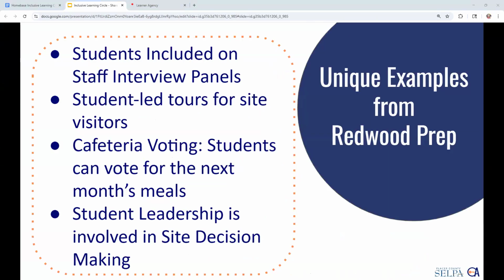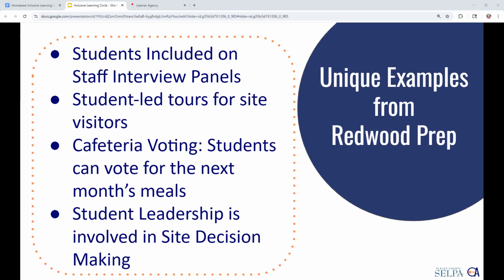So I want to share some unique examples. Redwood Prep is one of the open access showcase sites. For those of you who are not familiar, we are in the process of developing showcase sites across the state of California, and our goal with these is to give people a place to visit UDL in action. At the moment, we have a showcase site in Humboldt County, in Sacramento County, and then down in Morongo, in 29 Palms. We have a couple more that are up and coming and still in their training process and will be opening doors over the next couple of years.